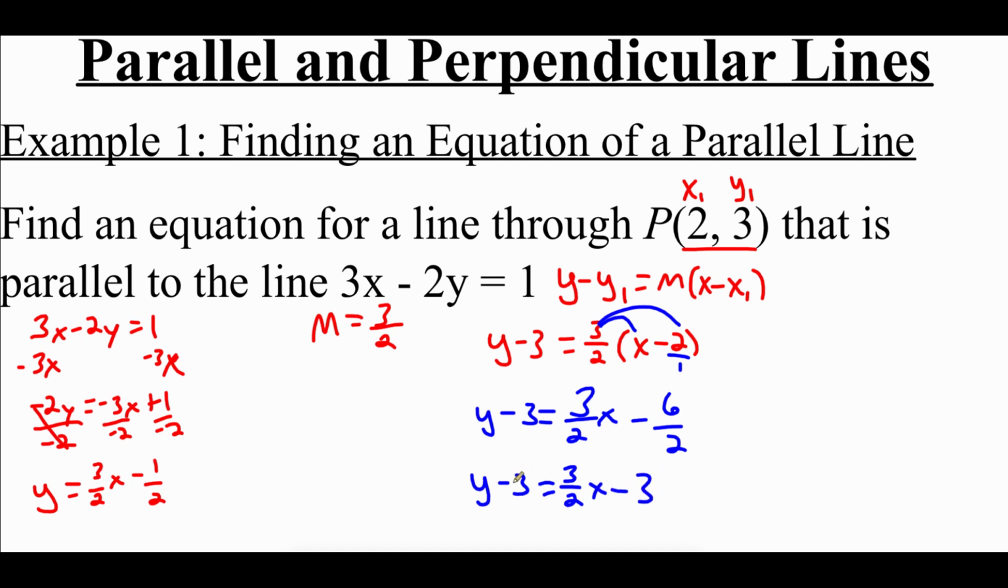Now I want to get rid of that minus 3 on the left-hand side, so I'm going to add 3 over to the right-hand side. On the left-hand side, that minus 3 and plus 3 will cancel out, and on the right-hand side, that minus 3 and plus 3 will cancel out. So we're just left with the equation y equals 3/2 x. So that equation is parallel to this original equation that we were given, and it's guaranteed to go through the point (2, 3), since we used that point in our point-slope form when we were trying to figure out what our equation would look like.